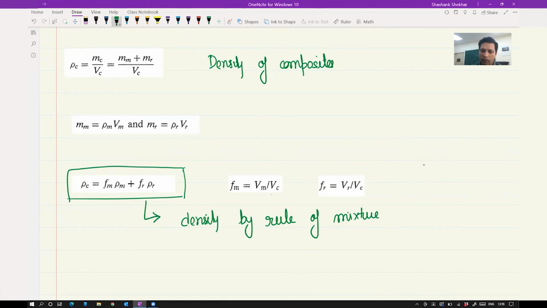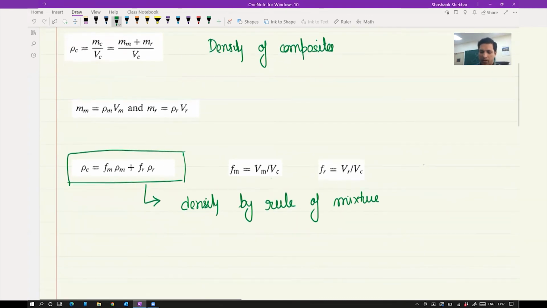So you don't have to individually weigh the mass of the matrix and the mass of the reinforcement. You just need to know the matrix fraction and the reinforcement fraction. If you know that, and you know the density of the matrix and the density of the reinforcement, you can obtain the density of the composite. Here we have to keep in mind that Vc also includes the volume of the voids. In case the volume of the void is negligible, then of course this becomes much simpler: Vm plus Vr would be equal to 1. But if there is a sufficient amount of void, then Vm plus Vr plus Vv will be equal to 1.